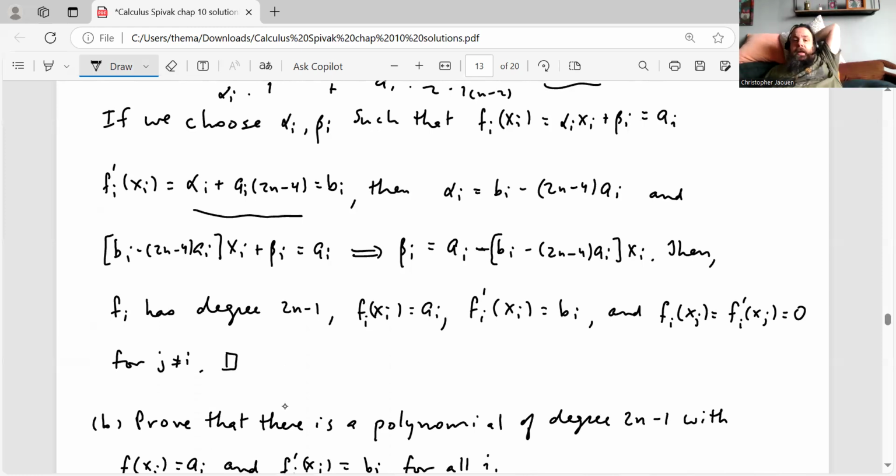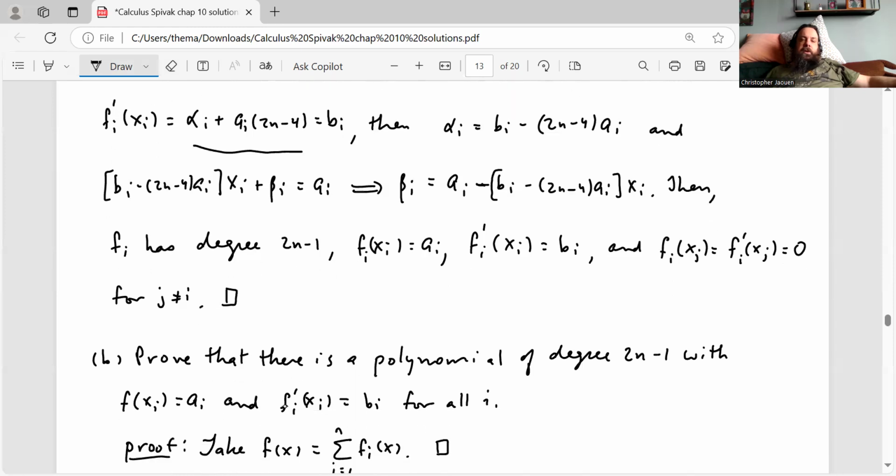Then we can solve for alpha i. That's equal to bi minus 2 times 2 times n minus 4 times ai. And then we can plug that back in for alpha i and then solve for beta i. So when you do that, you end up with beta i equals ai minus bi minus 2n minus 4 times ai times xi. All right, then fi has degree 2n minus 1, and all the conditions are satisfied.